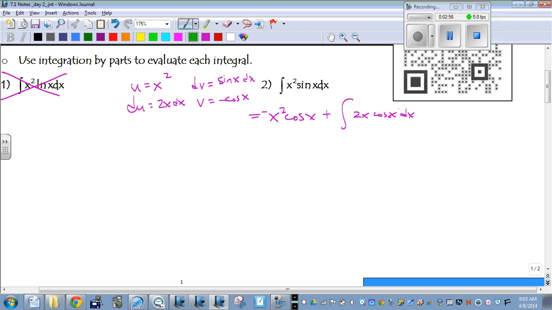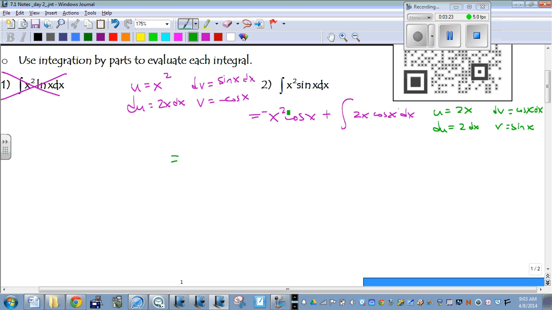So this time, if you look at it, it's still pretty similar to before. We have 2x cosine x. Before we had x squared sine of x. We're going to take the same route here. We're going to make the 2x our u. du then is going to be 2 dx. dv is going to be cosine of x dx. So the antiderivative of that is just sine of x.